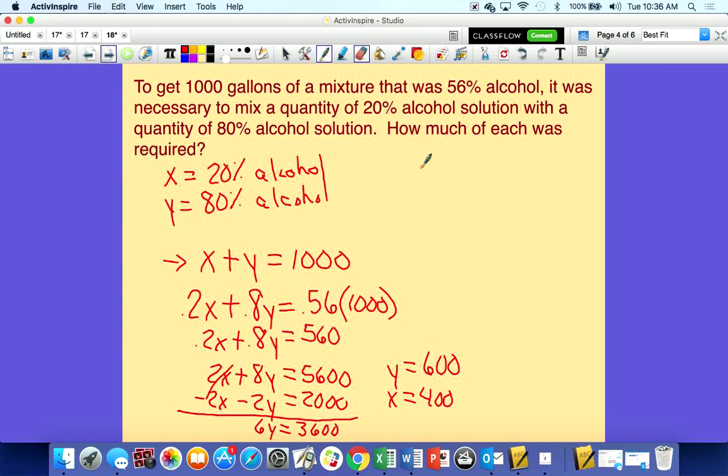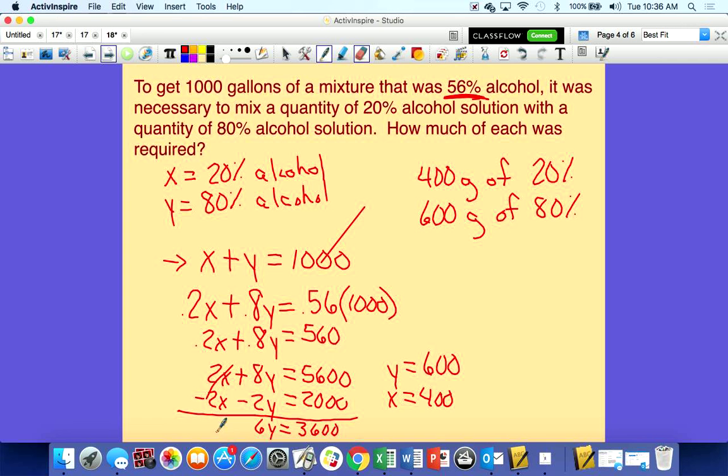So we've got 400 gallons of, the 400 was the x, so of 20%, and 600 gallons of the 80%, okay? It's very important to put this part down too, because we gotta know how much of each one is required to be able to get this 56% solution.